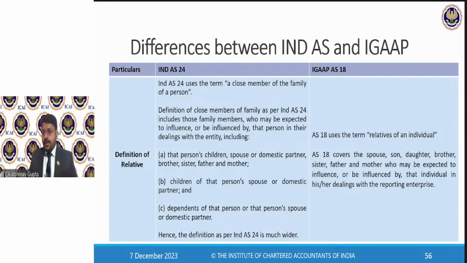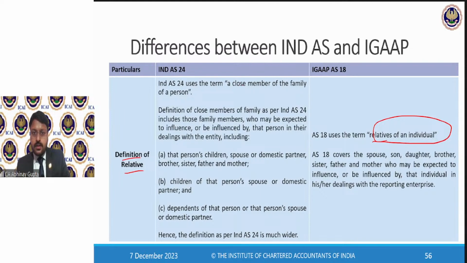Now, there are certain GAAP differences between Ind AS and AS 18, although I have picked up a few during the respective discussions since morning. So, the definition of relative, right? What is the difference? Indian GAAP uses the relatives of an individual. Ind AS says close member of the family, right? Ind AS specifically defines who all are to be treated as close members, and it includes domestic partner, which was not there in Indian GAAP, right?